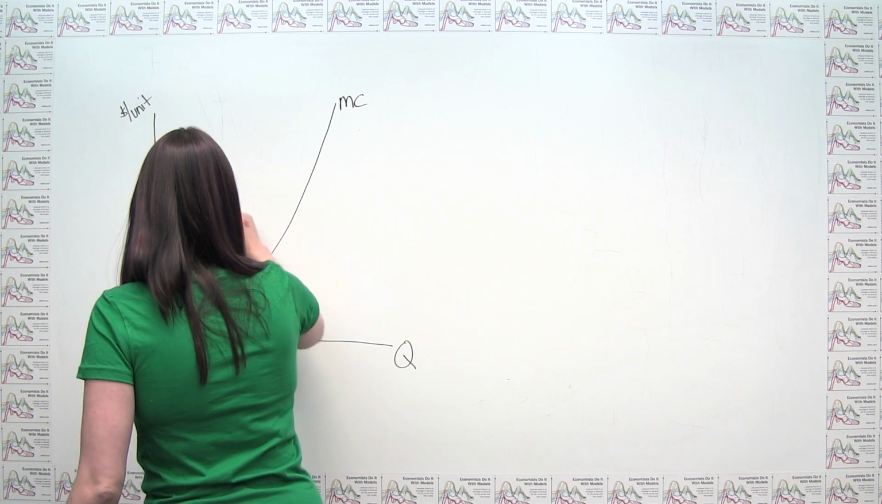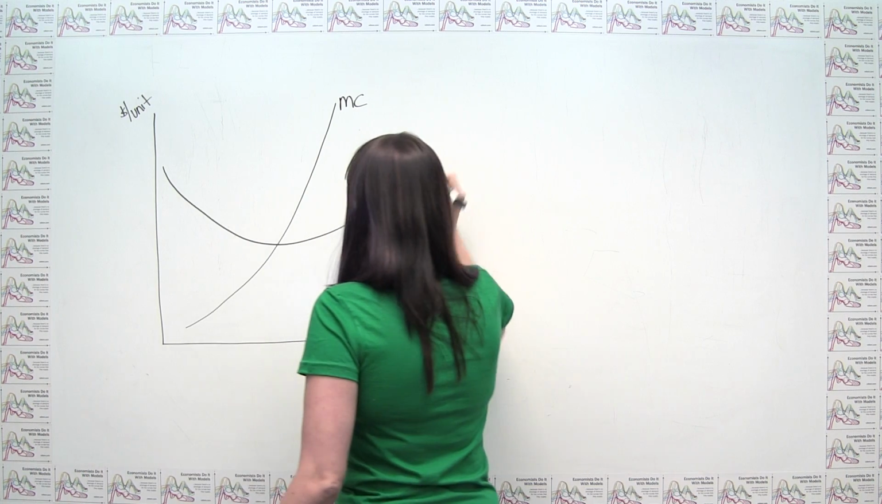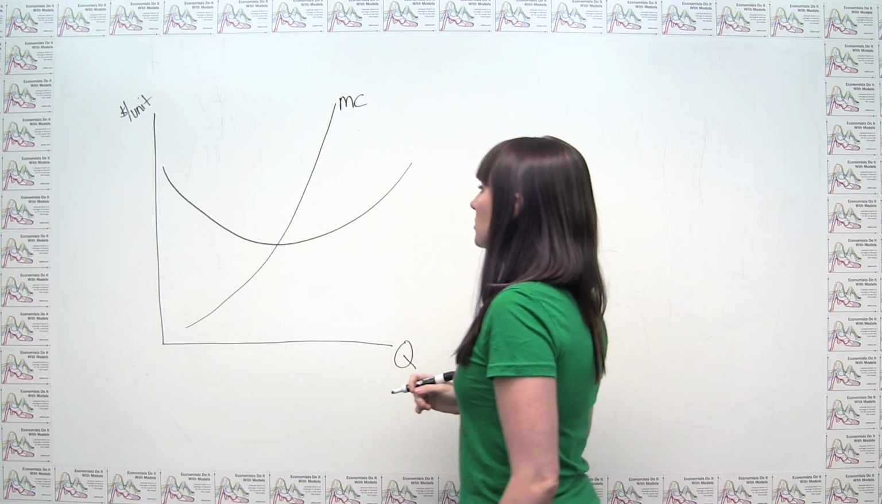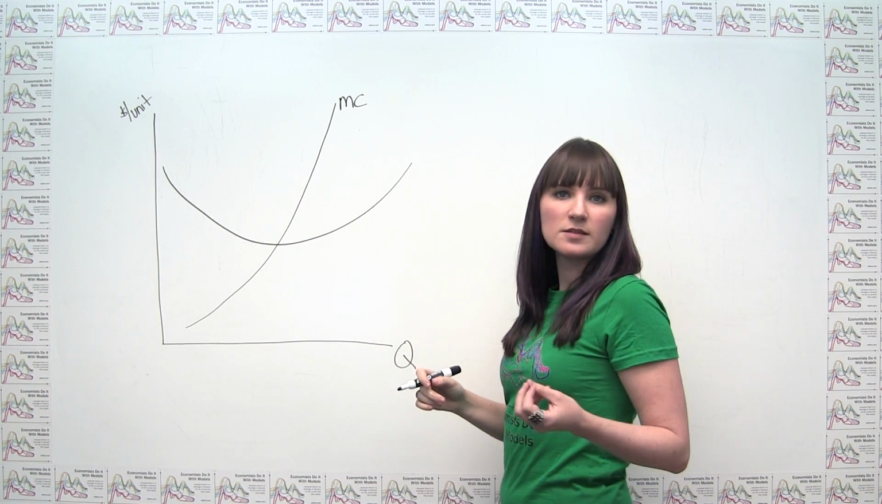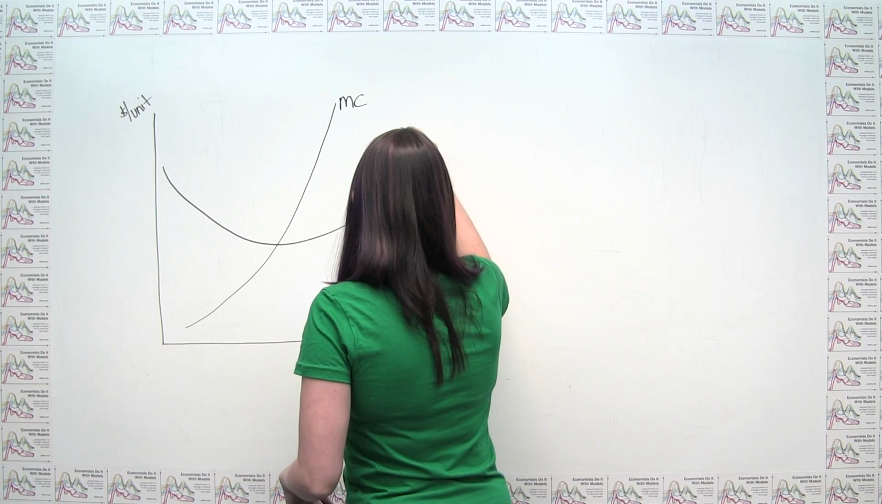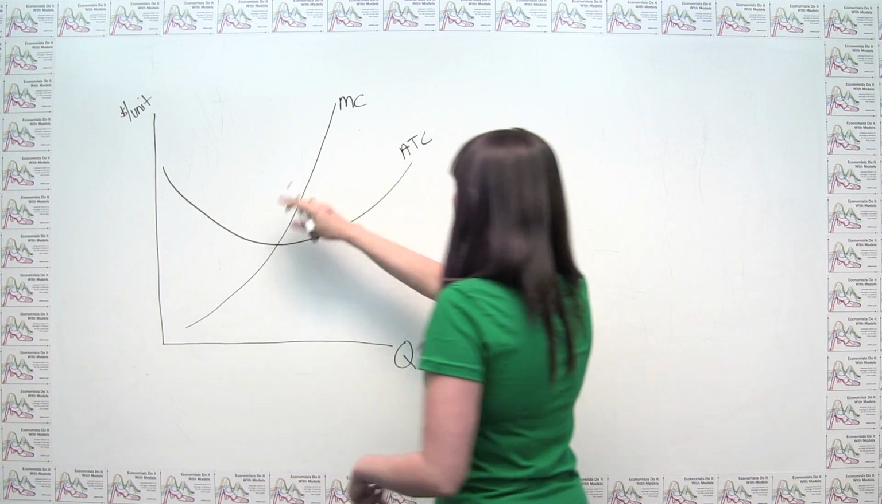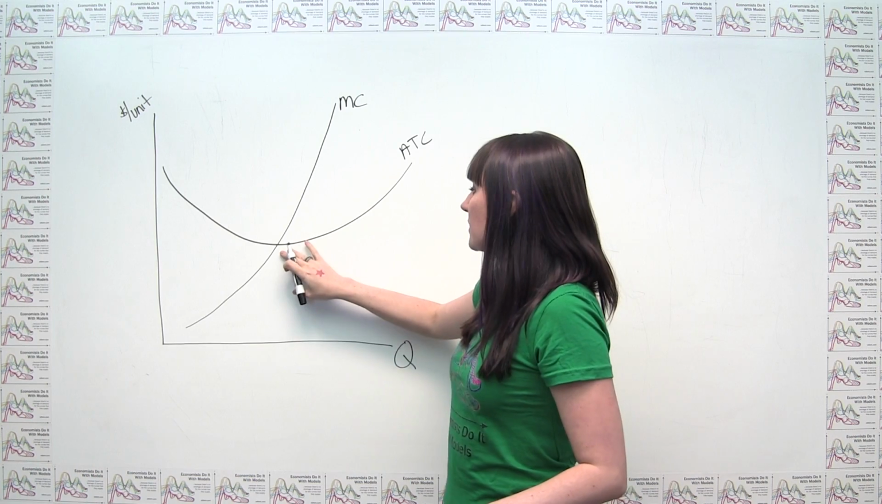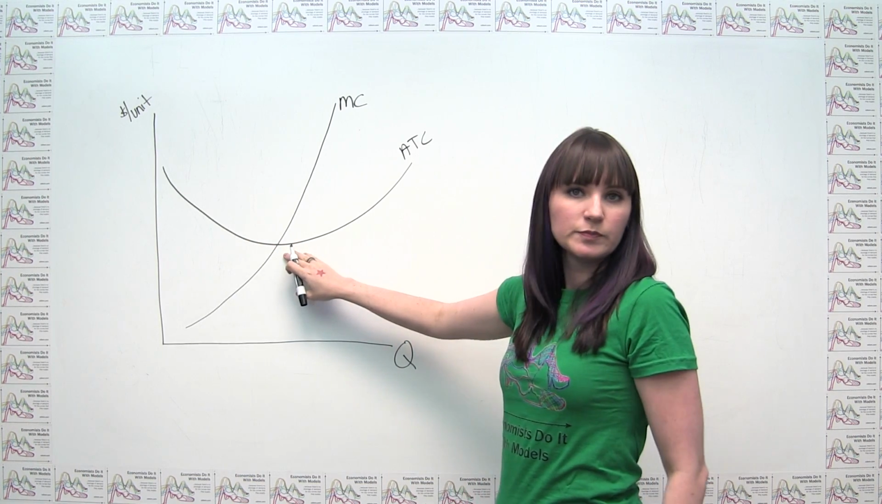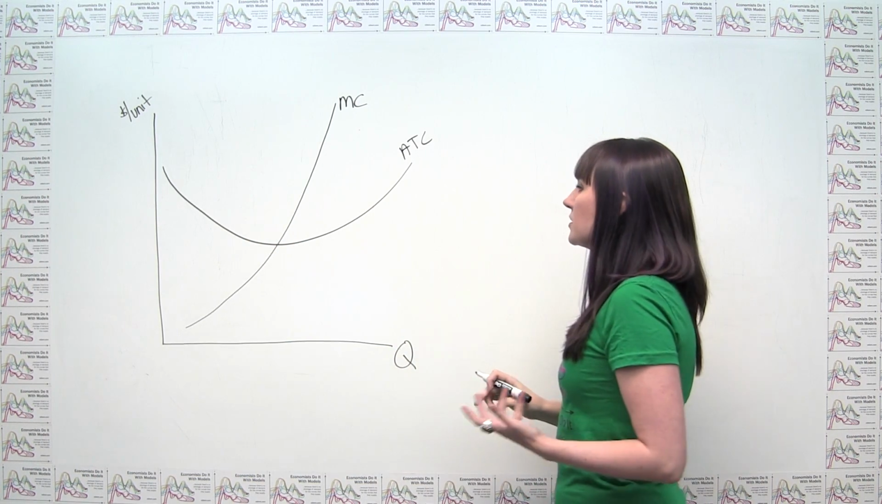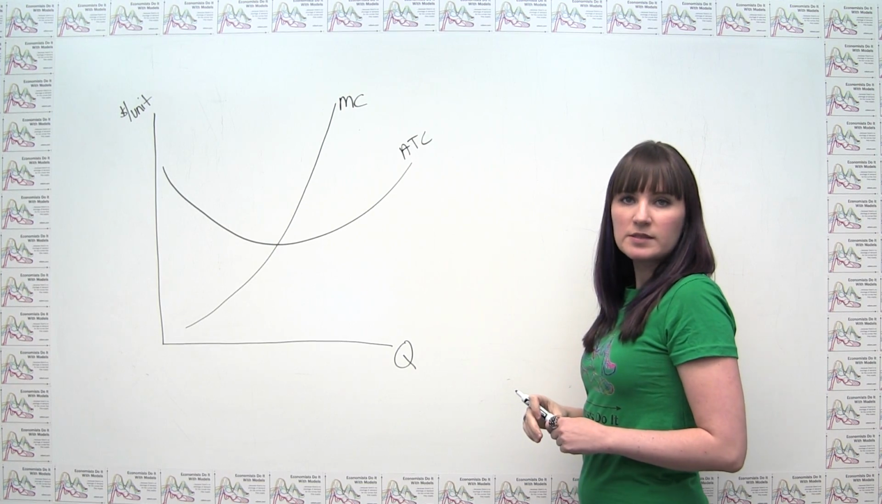We can also then put in average total cost, and maybe average total cost is something like this. When we have an upward sloping marginal cost and some sort of fixed cost in place, average total cost is going to be U-shaped, and it's going to intersect marginal cost at the bottom of this U. So those are really the cost curves that are relevant to our discussion.